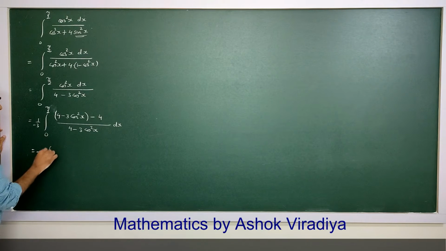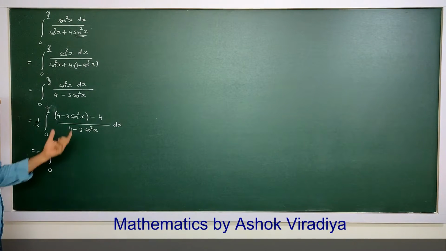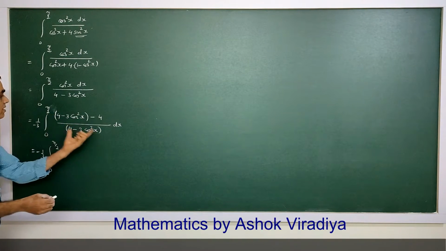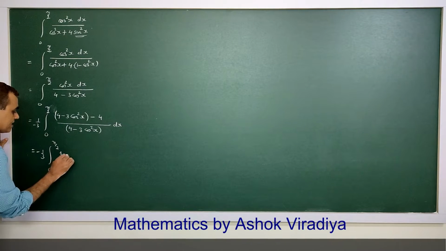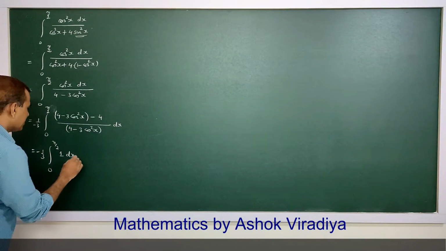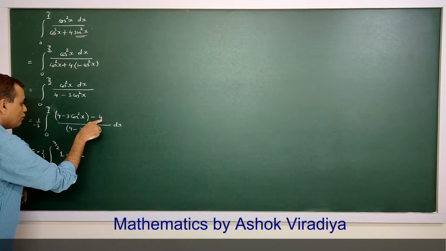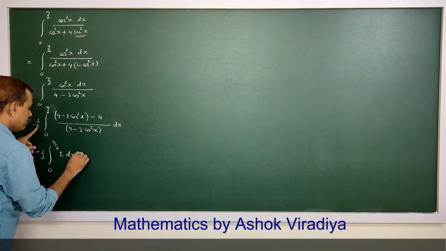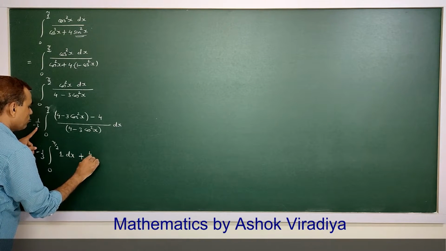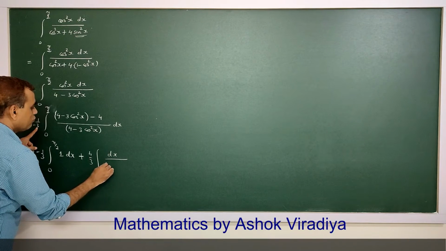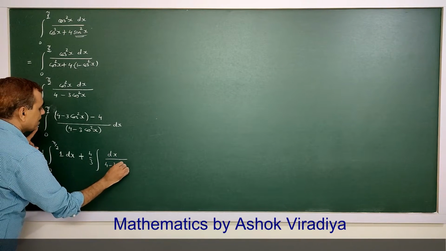So minus 1 by 3, 0 to pi by 2. Now here we can see that this is the same. So dividing this number, this is 1. So 1 dx, or simply we can keep dx, minus 4 into minus 1 by 3. So minus minus plus 4 by 3 dx upon 4 minus 3 cos square x.